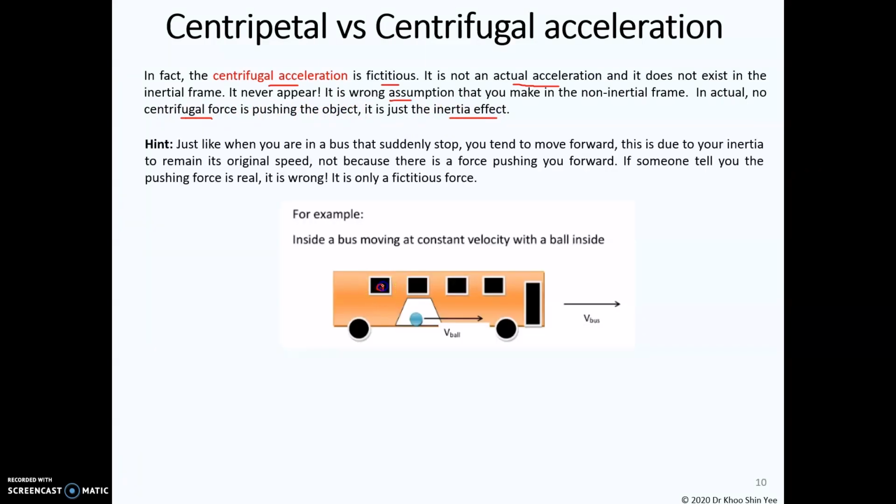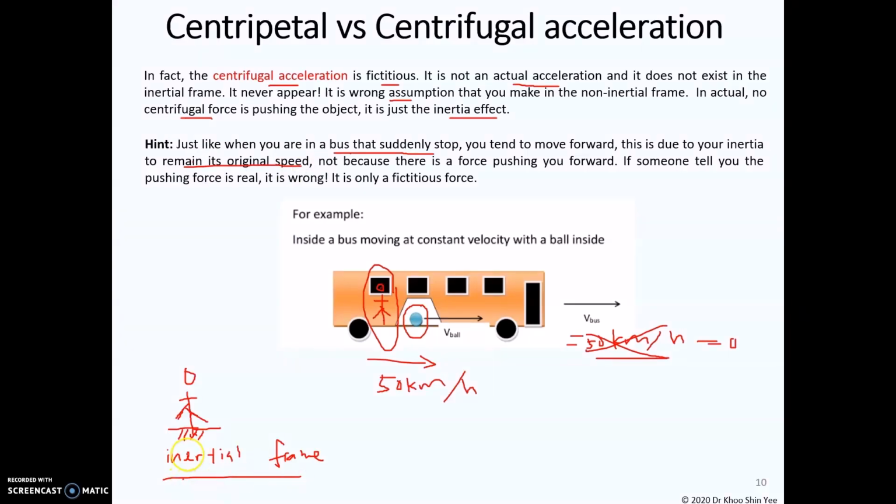For example, imagine that you are inside a bus that is moving at 50 km per hour. So you and the ball inside the bus are also moving at 50 km per hour. What if the bus suddenly stops? So if the bus suddenly stops, its speed will become 0 here. However, you and the ball inside the bus were moving at 50 km per hour previously. So your inertia tends to maintain your original speed. If there is a guy in an inertial frame watching this, it seems the bus has stopped and then the ball and the man inside move forward. You should know that there is no force pushing you forward. The pushing force is not real, it's only a fictitious force, which is due to your inertia.